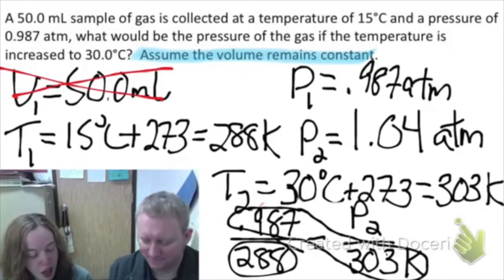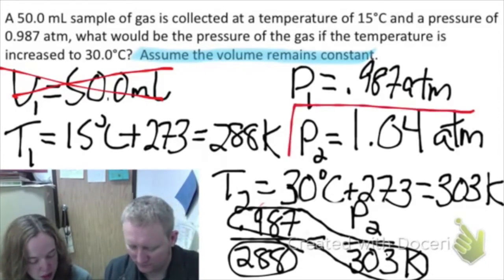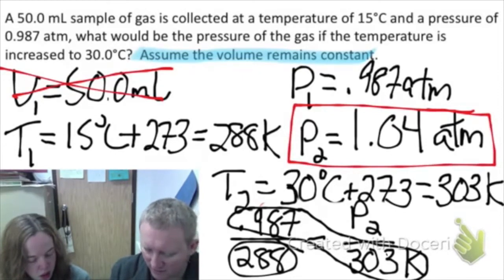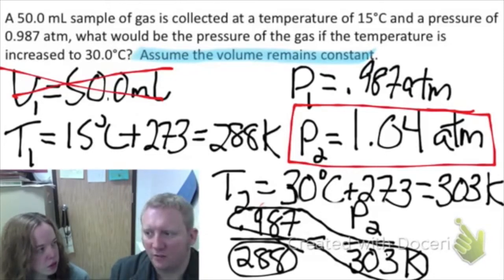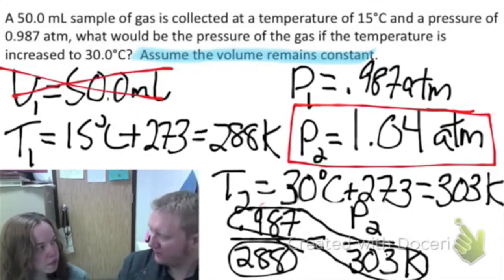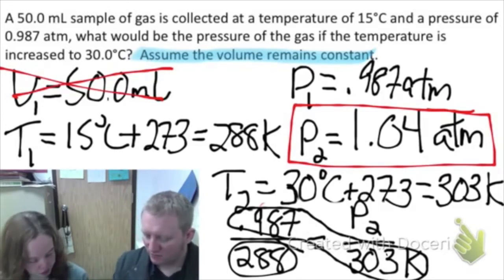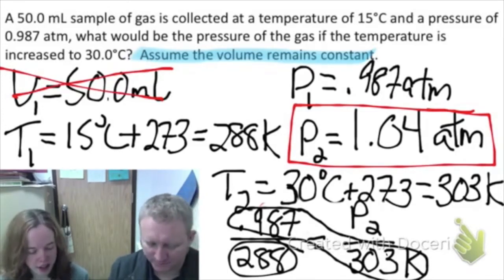So the nice thing is this is another one we can logic check. Our temperature did what? The temperature went up. That means the molecules are moving faster, and that means they're hitting the walls harder. And that's going to make the pressure go up, which it did. Awesome. So one more problem.